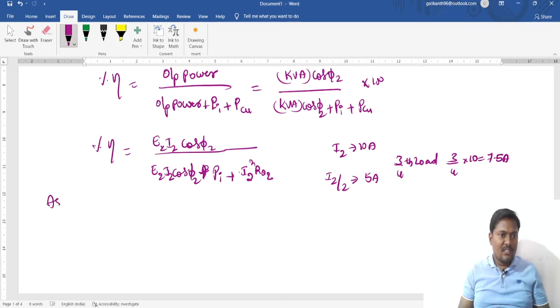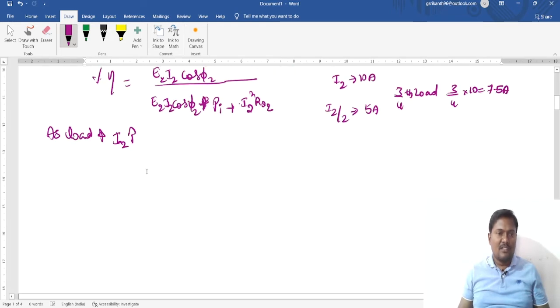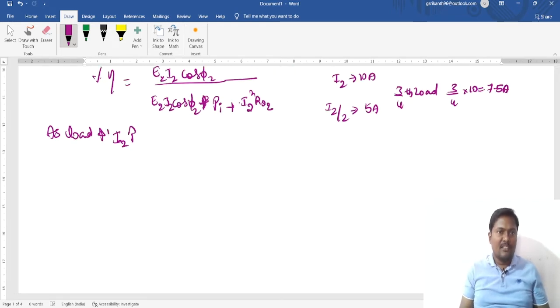As load changes, load current also changes. It either increases or decreases. If the load decreases, I2 decreases. If load increases, I2 also increases. So for that, whatever this fraction is, I will put it as x.